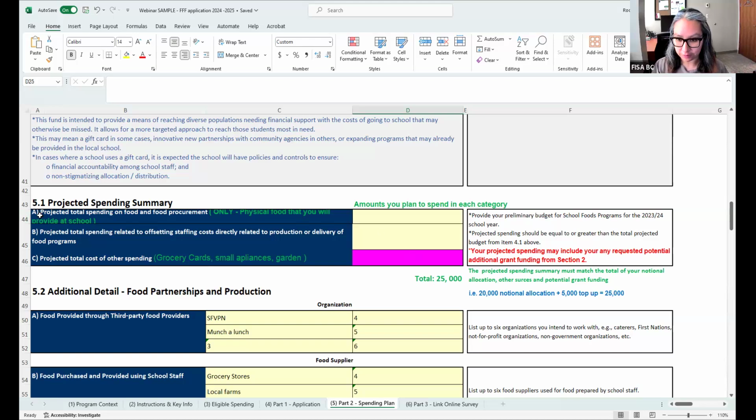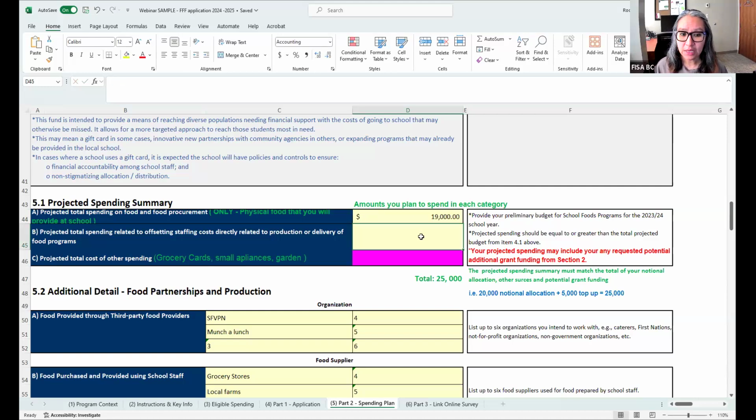So line 44. Line 44 is for food procurement, and that means only physical food that you will provide in your school. Any kind of snacks, hot lunches, vouchers, breakfast, open access breakfast, anything that implies groceries or food that the children are actually going to eat in their school. Fruits, vegetables, all those kinds of monies, you're going to put it here. So in my case, I'm going to spend 19,000 in food procurement.